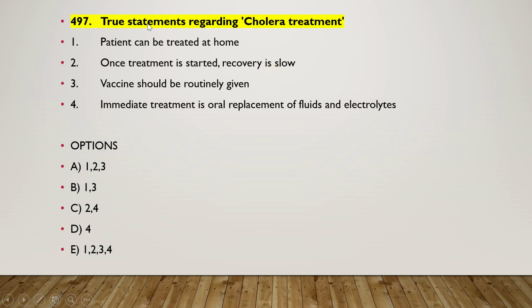So next one is the true statements regarding cholera treatment. Patient can be treated at home. Once treatment is started, recovery is slow. Vaccine should be routinely given. Immediate treatment is oral replacement of fluid and electrolytes. And the right answer is option D. So the last option is the correct one regarding the cholera treatment, that is the immediate treatment is oral replacement of fluid and electrolytes.